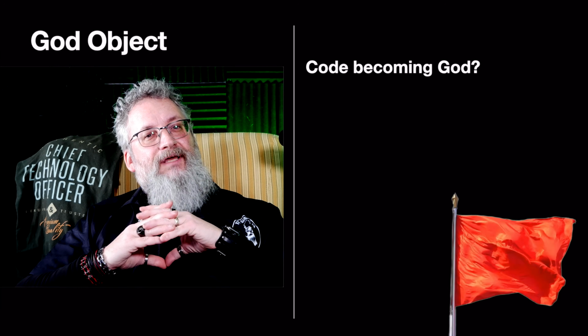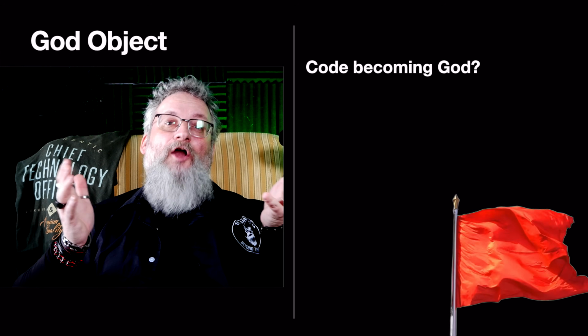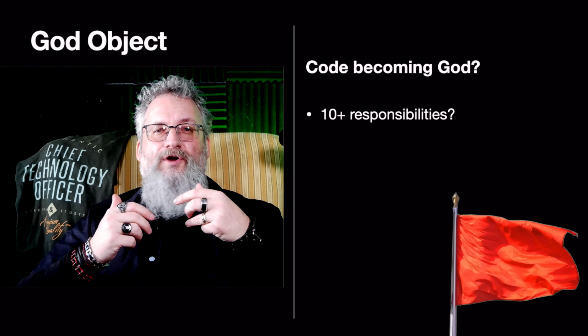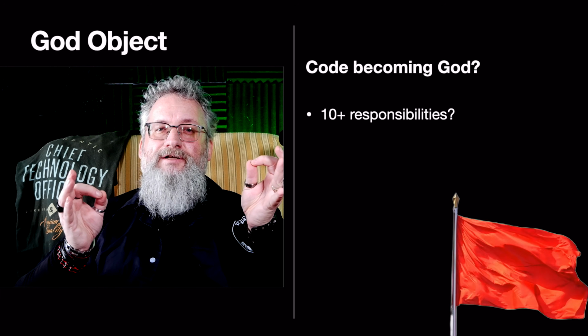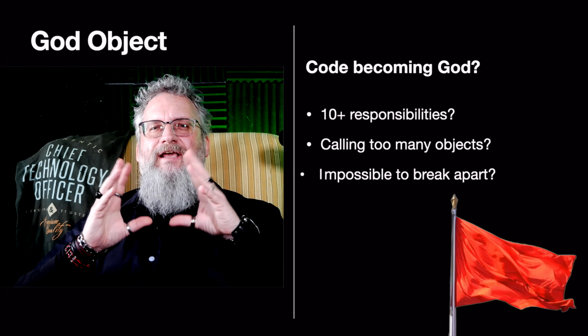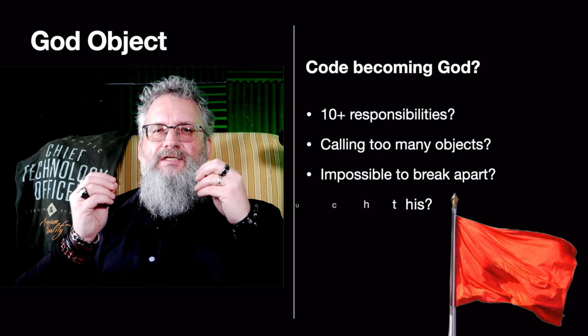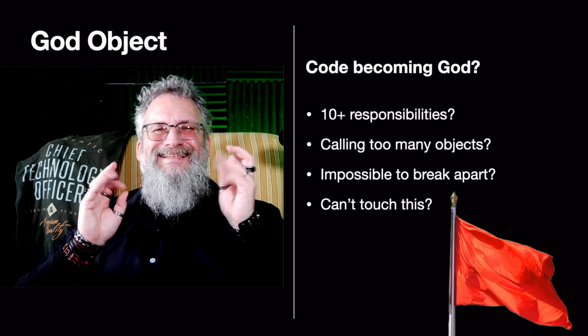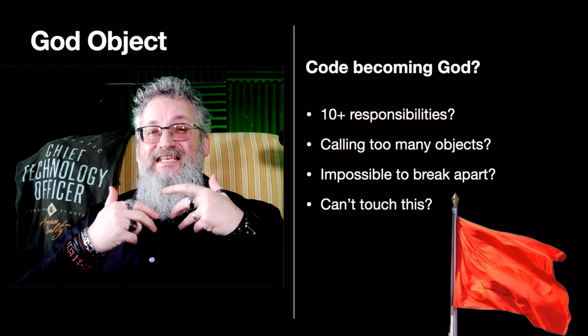Red flags. Is your code becoming a God object? Does this class have more than 10 responsibilities? Be honest. Is it calling too many other objects directly? Would breaking it apart feel impossible? Does touching it fill you with existential dread? If you said yes to any of those, congrats, you have a God object problem. And if you think, I'll just refactor it later, guess what?